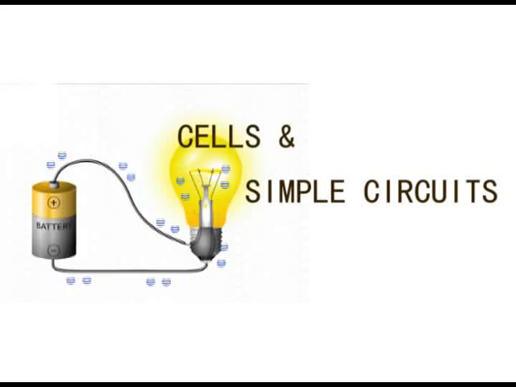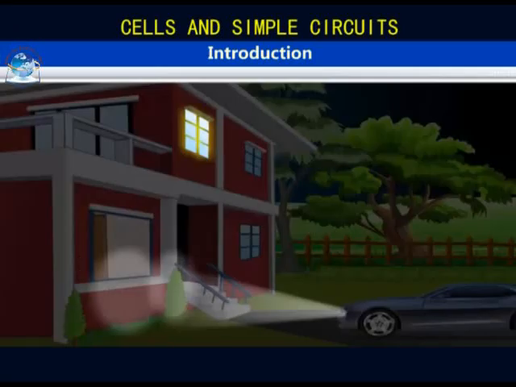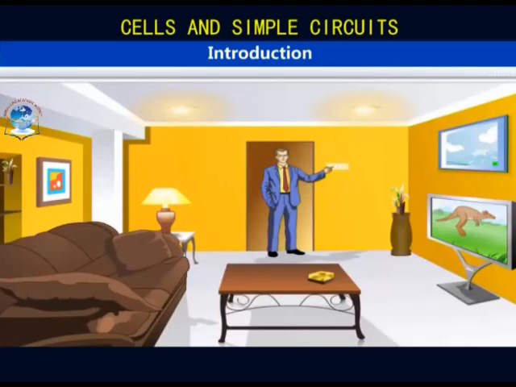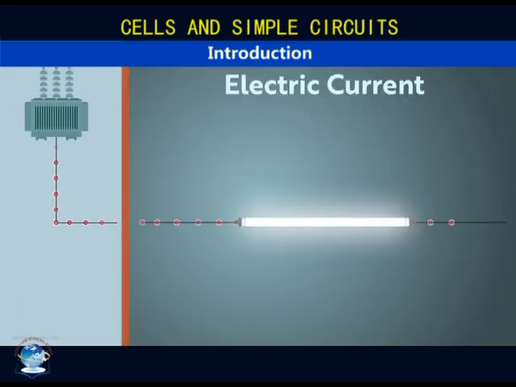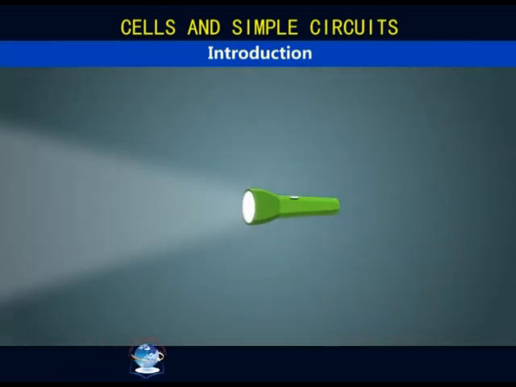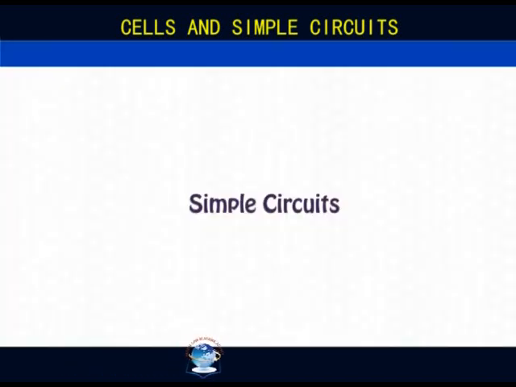Chapter: cells and simple circuits. Now, we use electricity for almost all the appliances at home. Lights, television, music systems, and computers all run on electricity. How electricity powers these devices is a whole different issue. We need to first understand what electricity is by looking at simple circuits.